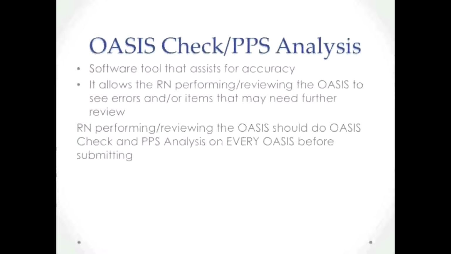Your PPS analysis goes into more detail, and it compares things like your functional score on your 1800 questions and then your supportive assistance questions later on down in your M2100 questions. So if you said the patient needs assistance with ADLs or bathing, and then you go to 2100 and say the patient is completely independent with no assistance, then it will pull up an error to let you know you need to go back and review that. So make sure anytime you do an OASIS visit, whether you perform the visit itself or you are reviewing, that you do those two things.